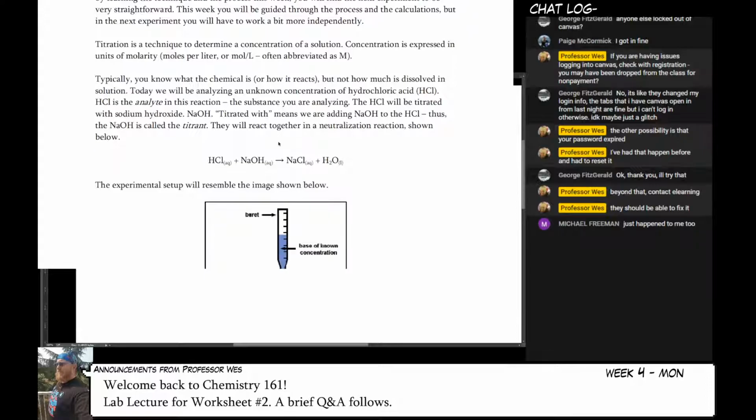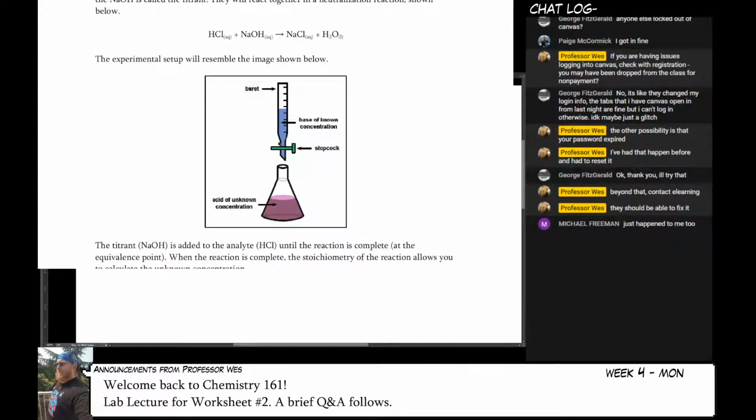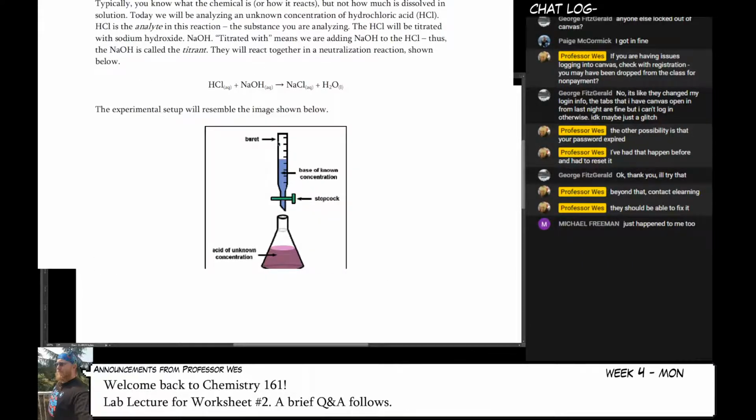And so what we're going to do, I already have a picture of it here. We're going to titrate by adding a strong acid and a strong base. You don't really have to worry about what acids and bases are yet. We'll talk about that in more detail in 163. Suffice it to say, these are very simple equations, and this is the equation that you're going to study. We're going to react HCl with sodium hydroxide to make sodium chloride and water.